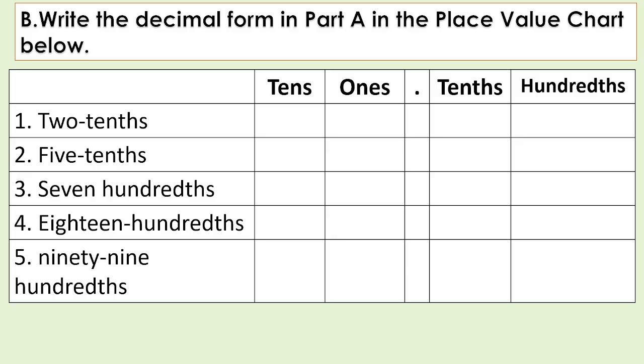Letter B. Write the decimal form in part A in the place value chart below. So I have here number 1, 2/10. Number 2, 5/10. Number 3, 7/100. Number 4, 18/100. And number 5, 99/100.